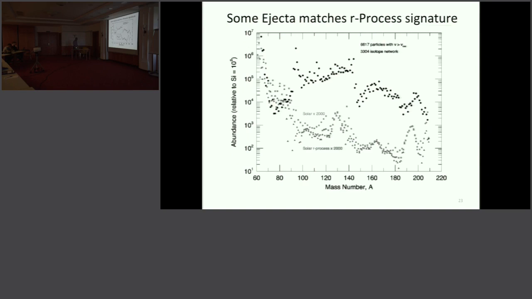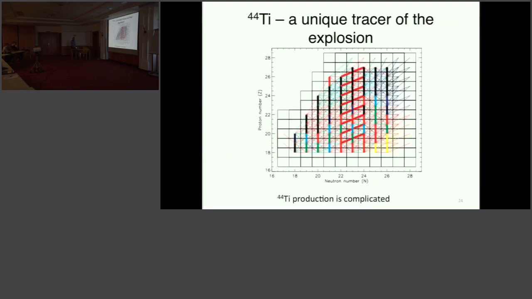I want to spend the rest of the lecture on titanium 44, and mostly because with the launch of NuSTAR, we have a new window into looking at titanium 44. If I would ask, for the last decade or two, what was the best evidence for something going on in the engine?